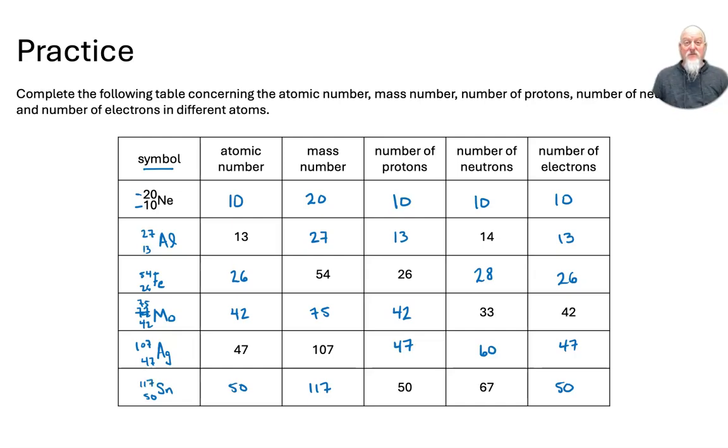That's how you do those. Number of protons and number of electrons are the same in a neutral atom. The atomic number is the number of protons, so that also gives you the number of electrons. And then the mass number is protons plus neutrons.